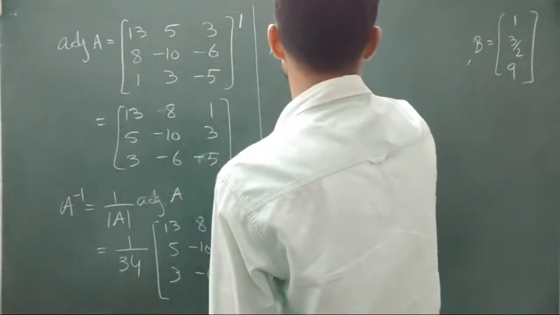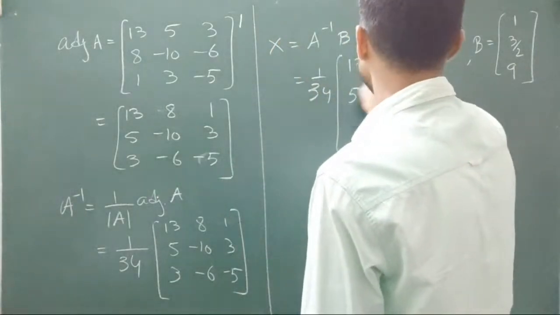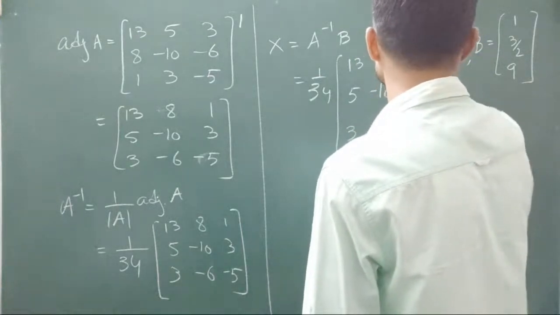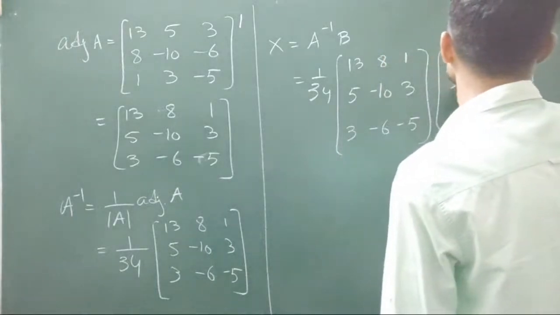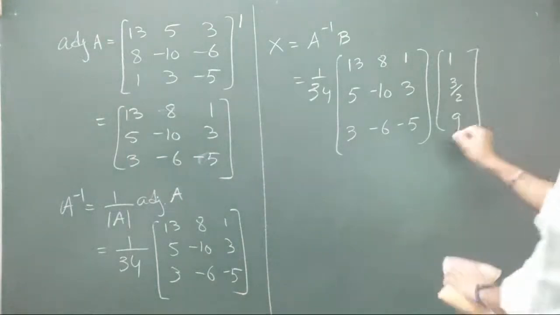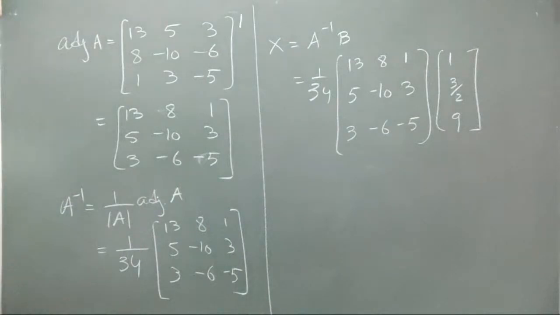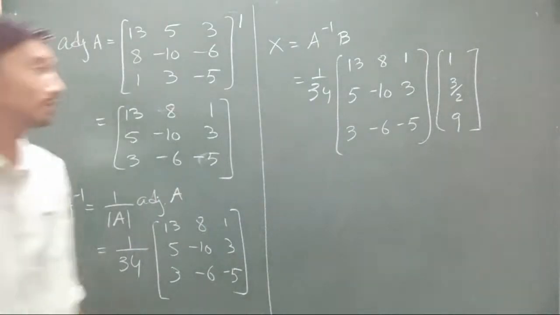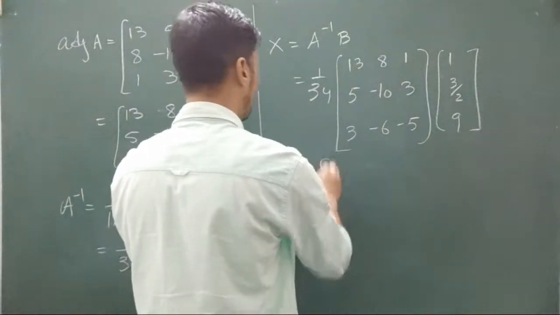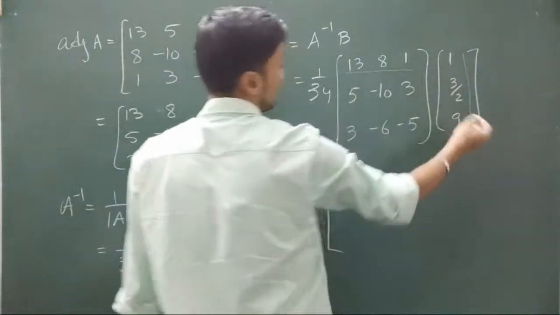So 1 by 34. A inverse 13 8 1, 5 minus 10 3, 3 minus 6 minus 5 into B, 1, 3 by 2, 9. Actually, I should have simplified the second equation by cross multiplying by 2. That way we would have got a simpler equation. I didn't do that. But anyway, we can, but there might be a small problem with the multiplication. Fraction, I mean. Not problem, but just let's see. You have to be just careful, that's it.